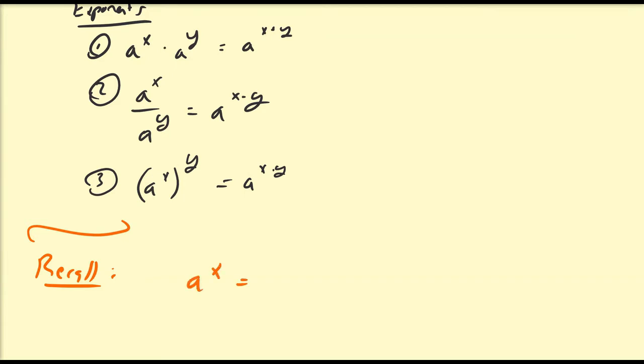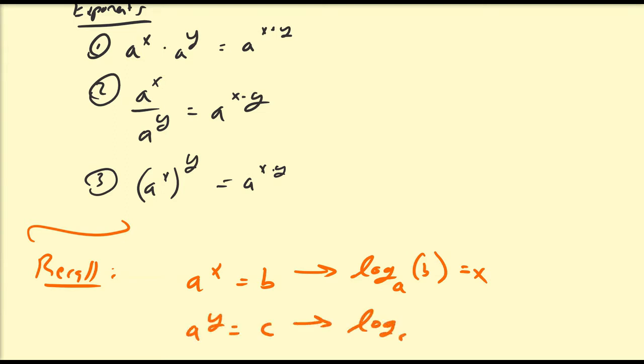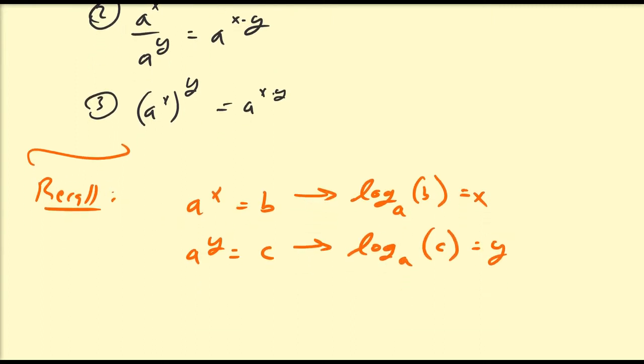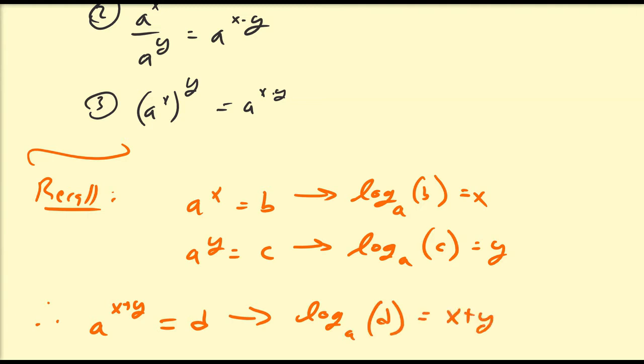So if a to the x is equal to b, then in terms of logarithms, this is the same thing as saying the log base a of b is equal to x. Similarly, if a to the y is equal to c, then this is going to imply that the log base a of c is equal to y, right? So therefore, a to the power of x plus y, if this is equal to d, then this is going to be equivalent to saying what? Well, that's going to be the same as saying the log base a of d is equal to x plus y, right?